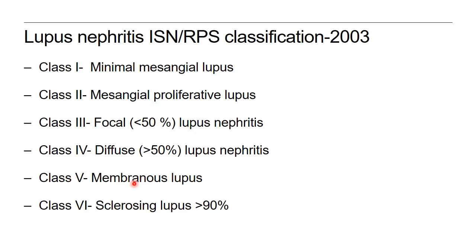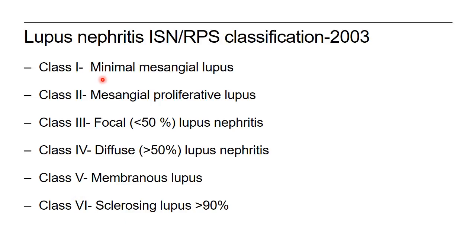Class 5 is entirely different with a membranous-like picture, so it's membranous lupus. And class 6 pretty much means that the whole kidney is getting sclerosed and there is nothing much to salvage as far as lupus nephritis is concerned. You will still treat the patient for lupus because lupus will be affecting the patient's other organs, but your kidney is pretty much done for.